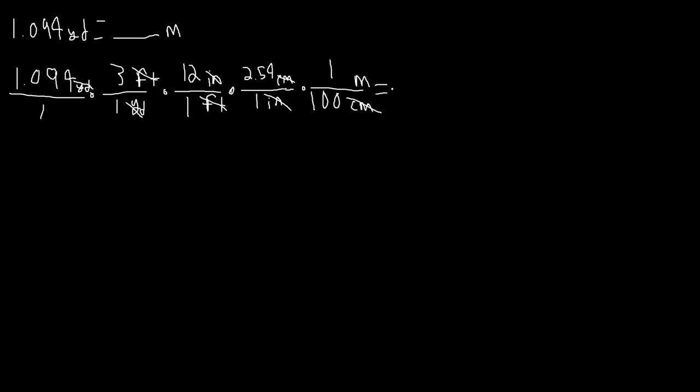So now we've got to do a lot of math. All right, so we have 1.094 times 3 times 12 times 2.54 times 1. Once you get that answer, divide it by 1, divide it by 1, divide it by 1, divide it by 1, divide it by 100, and then you should get an answer that we are going to round to sig figs. So how many sig figs are in 1.094 yards? 4 sig figs. So when we round that, we should get 1.000 meters, and that is going to be our answer. So we're not going to put 1 meters in our answer, 1.000 meters, because we've got to use our significant figures. And very, very cool.